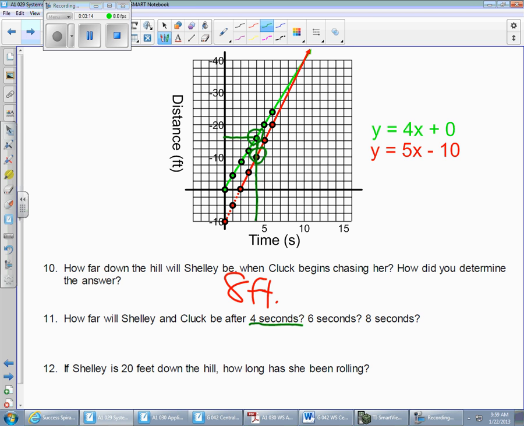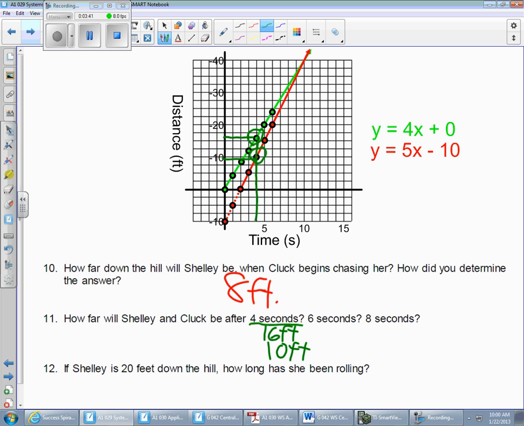Keep in mind, I know it's kind of hard for y'all to see, but every 2 lines is 5 seconds. So there's 5, 10, 15. It looks like Shelley might have traveled around 16 feet maybe. Again, we can verify that from the graph or from the chart. Okay, I think Shelley's gone 16 feet. And how about Cluck? Looks to be about 10 feet.